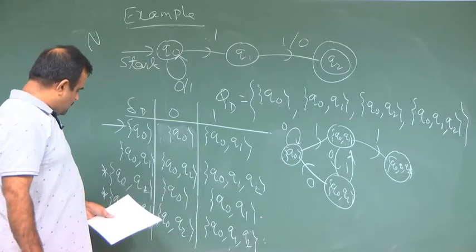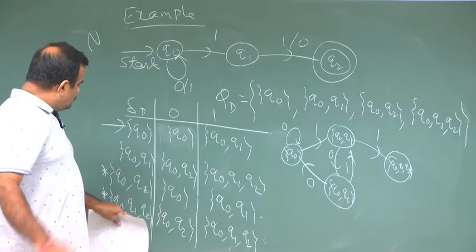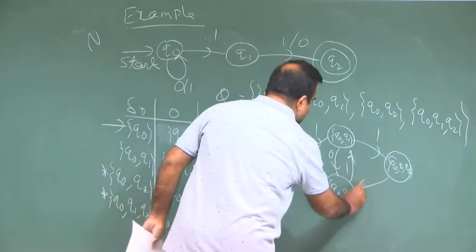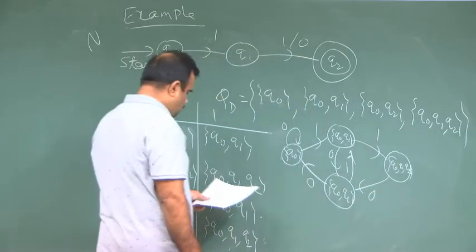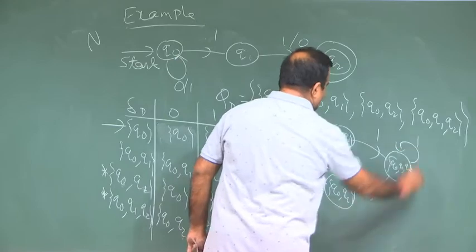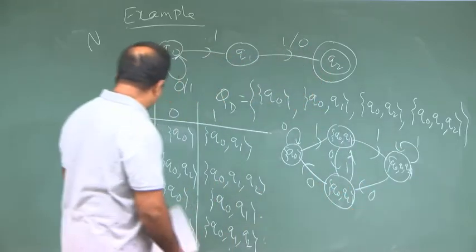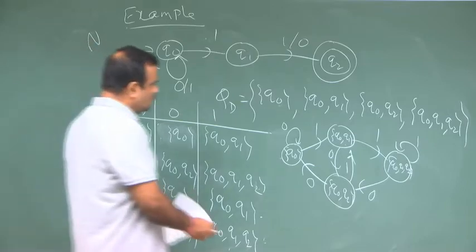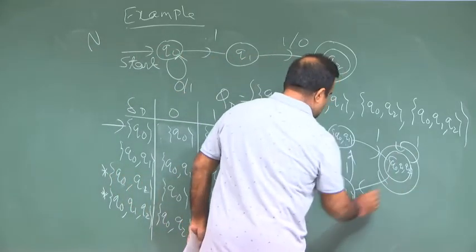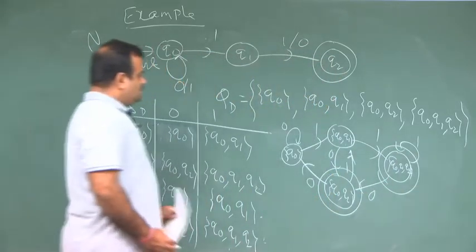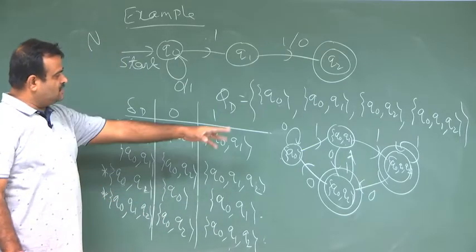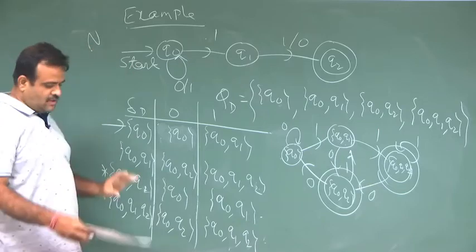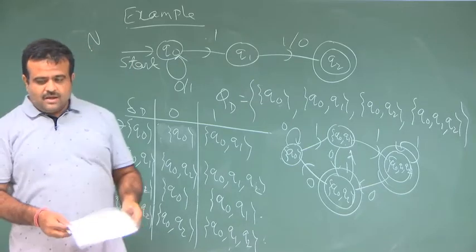And from q0 q1 q2, with the 0 move we are going here, and with the 1 move we are here. And what are the final states? Final states are basically the subsets containing q2. So, these two are the final sets. So, this is the corresponding DFA from this given NFA. So, this way we will construct the DFA.